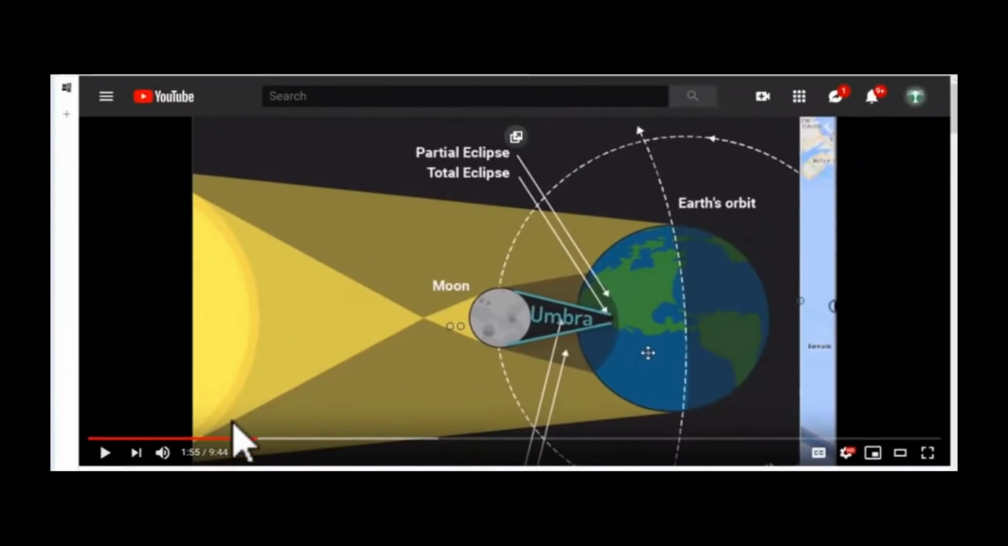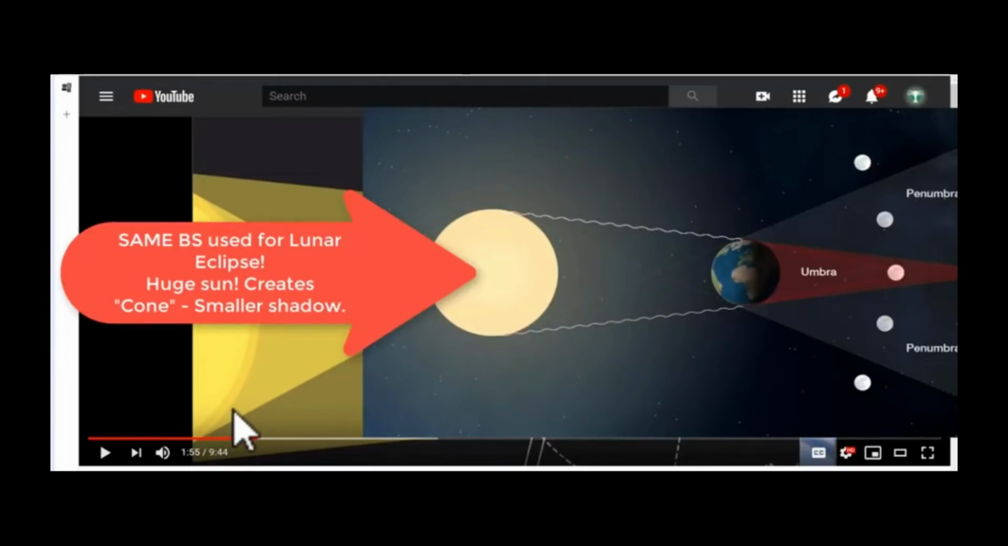We have a huge sun, much larger than the Earth, so it creates this umbra penumbra much larger than the moon, right? We have crisscrossing. Do the math.